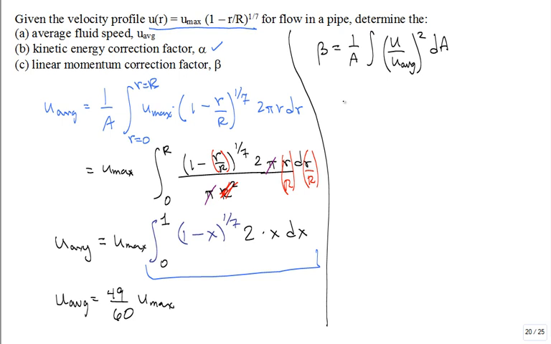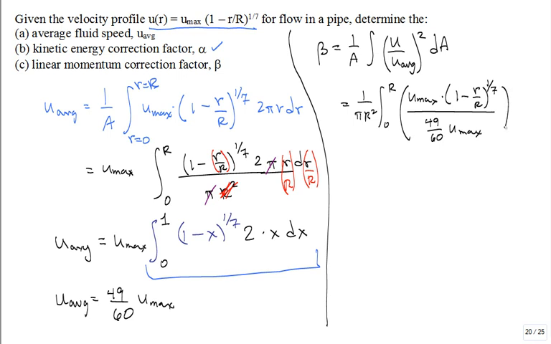Okay, so now we integrate 1 over pi r squared, integral 0 to cap R, put in U, it's U max times (1 minus r over cap R) to the 1/7 power, divided by U average, which was 49 over 60 U max. All of that squared times 2 pi r dr. I almost have enough room to write it all out. We cancel the pi's. We'll bring that cap R squared under there and under there. We'll introduce x is equal to r over cap R as a new variable of integration. And now we find that beta is equal to the integral from 0 to 1. Oh, the U maxes cancel, don't they? Yep, thank you.